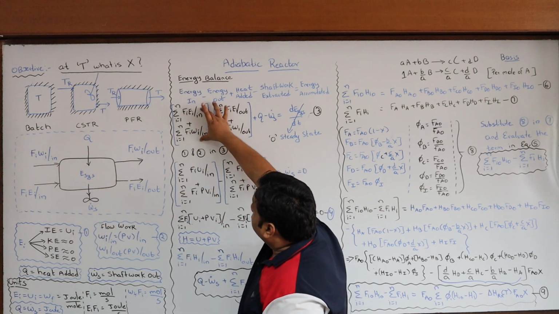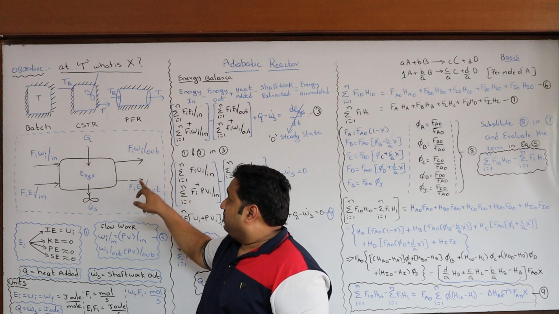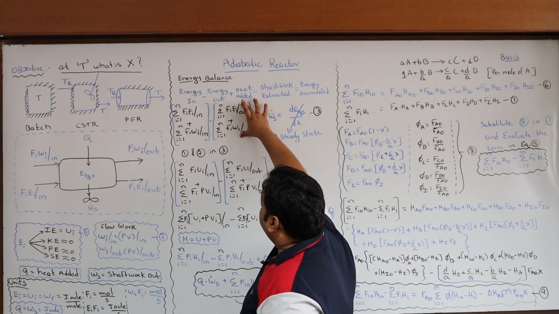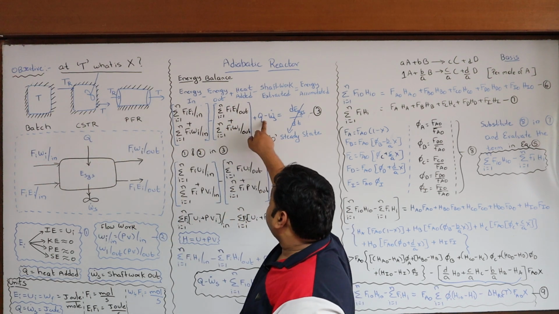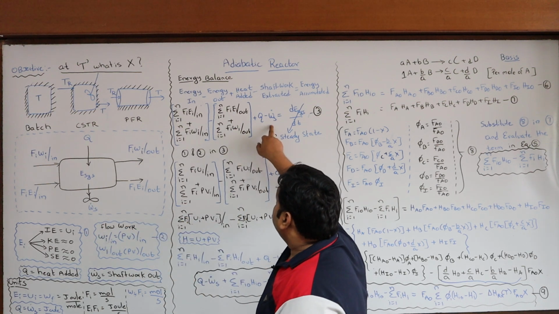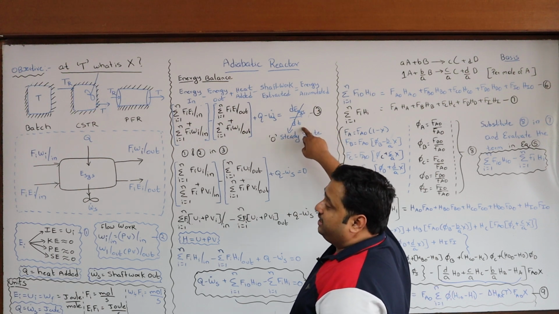So that is why these two are plus. Flow energy out, molecule internal energy out. That is why these two are the outlets, plus heat energy added, which is Q, minus shaft work subtracted, which is minus Ws, which is equal to dES/dt, the accumulation.